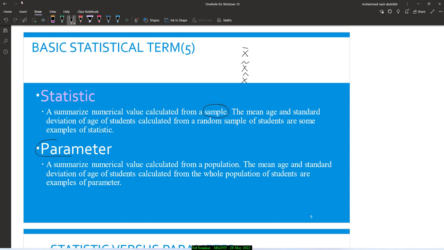Whereas a parameter is a numerical summary calculated from the population. If you want to calculate the mean of the population, the symbol will be mu. The standard deviation is sigma. The standard deviation for a statistic is S. So they are different, and the formula is also different for standard deviation.